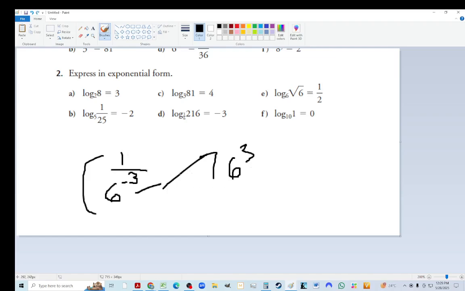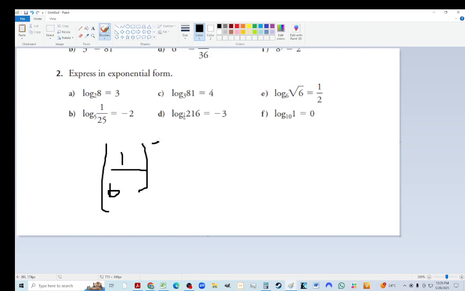It just essentially comes up. And 6 to the power of 3 is 216. So that means 1/6 to the power of negative 3 is equal to 216. So written like that, it would be written like this. 1/6 to the power of negative 3, just try to draw 3 better than that, is equal to 216.